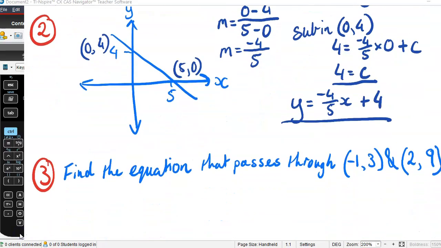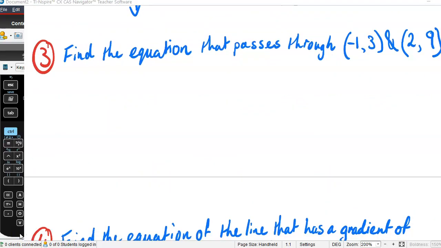So with this next one, I've just given you 2 points here, and we have to find that equation. Okay, so my first step is to find the gradient. So I'm going to pick for point 1, the one with the lowest x value, and point 2 being then the other one. So m equals 9 minus 3 divided by 2 minus negative 1. Okay, so m equals 9 minus 3 is 6 divided by 2 minus negative 1, so that's the same as 2 plus 1, so that's 3. So 6 divided by 3 is 2.